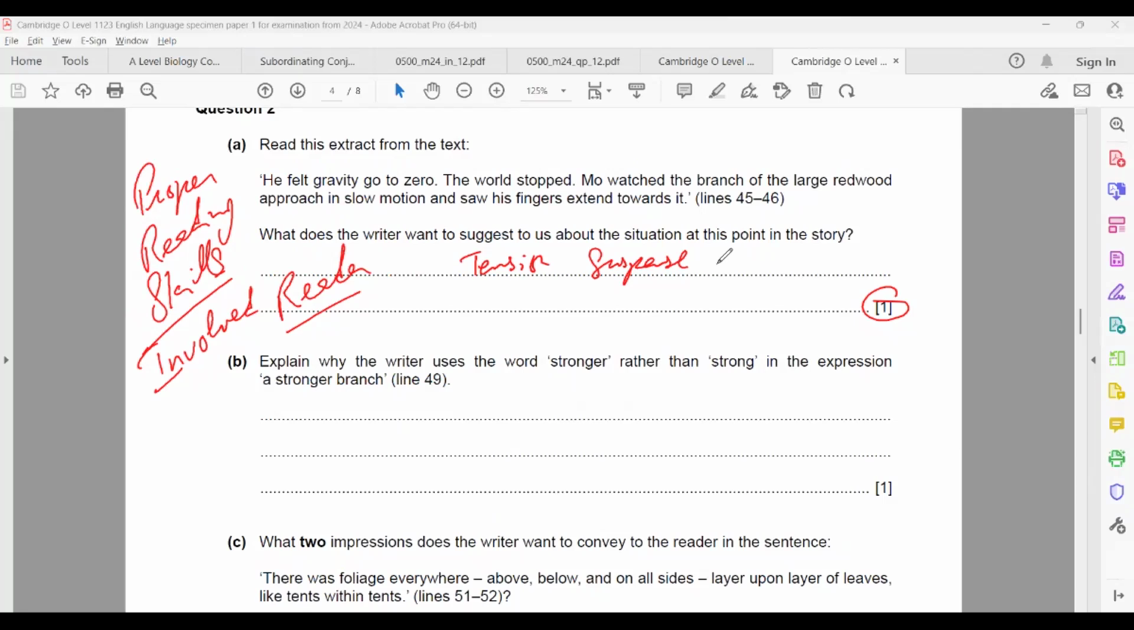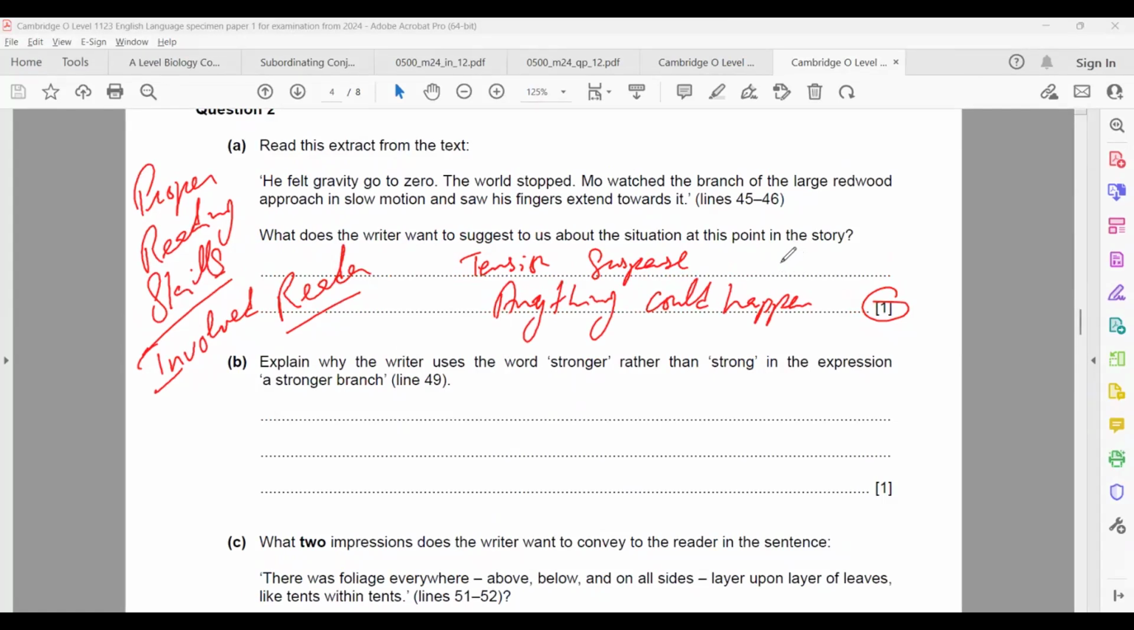That's exactly where it is. Anything could happen. At this point, when you're reading it, you could say there's so much suspense. Will he reach the branch? Will he fall? Will he get hurt? What's going to happen? That kind of thing, and that is the answer. I mean, just two, so any of these would work.